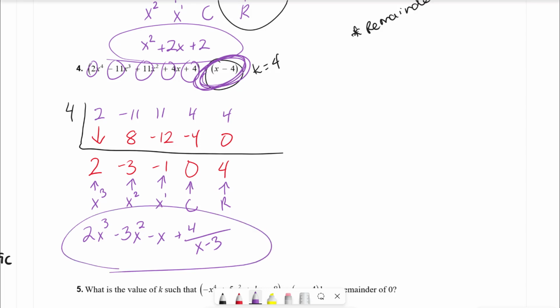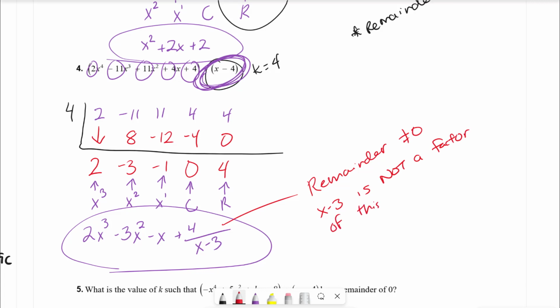And there's our answer. Now, applying that remainder theorem back, was our remainder equal to 0? No. So what does that mean? That means x minus 3 is not a factor of this polynomial. It will not divide in evenly, so this would not be super helpful for us as we move on.